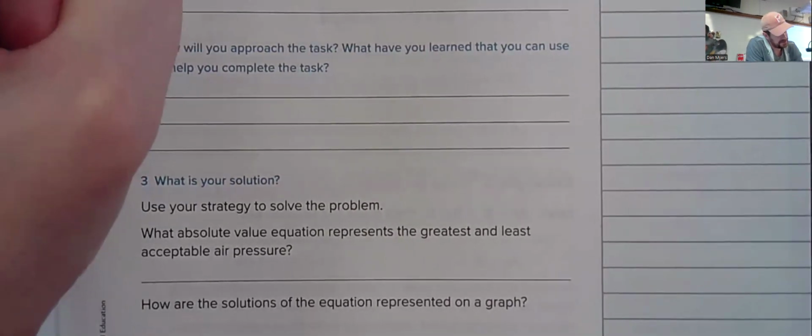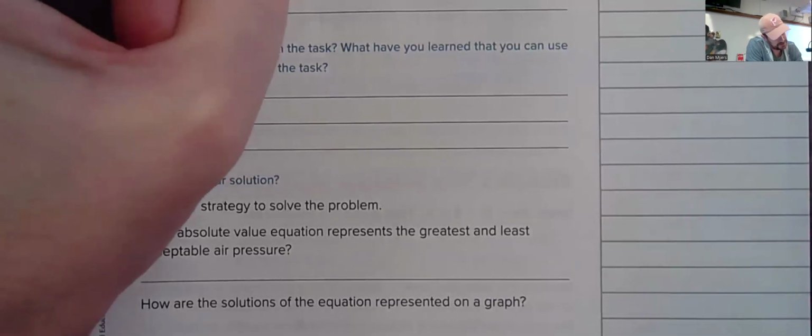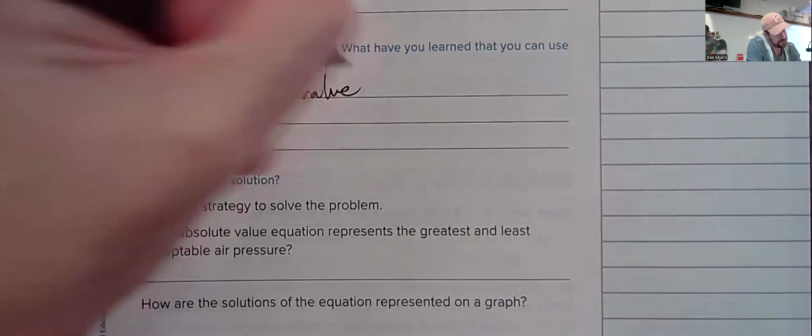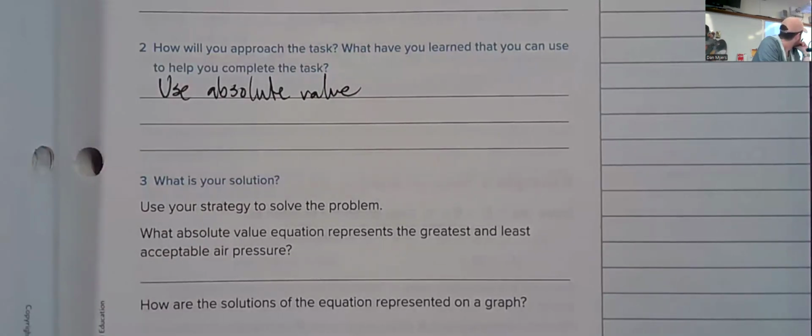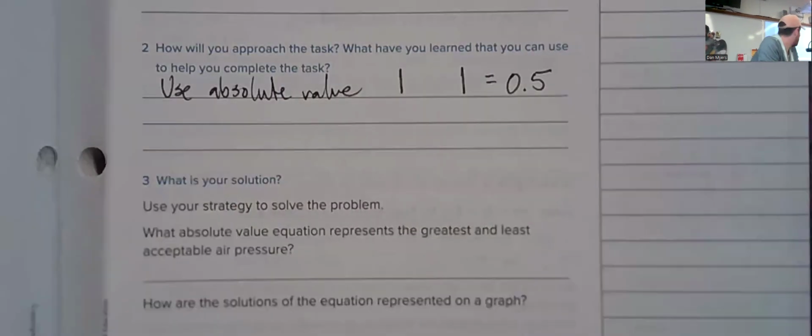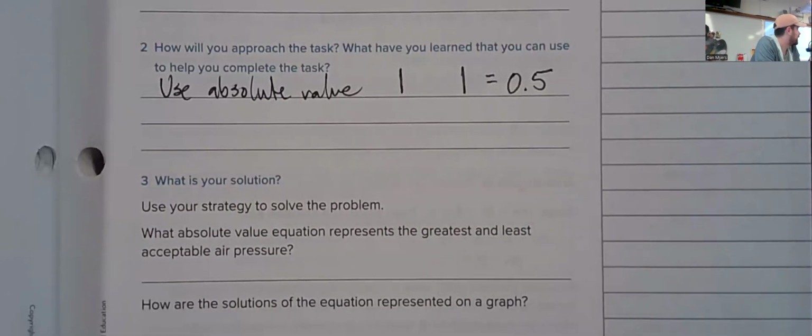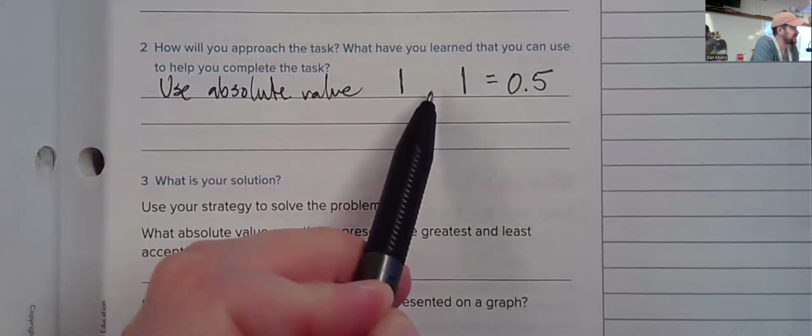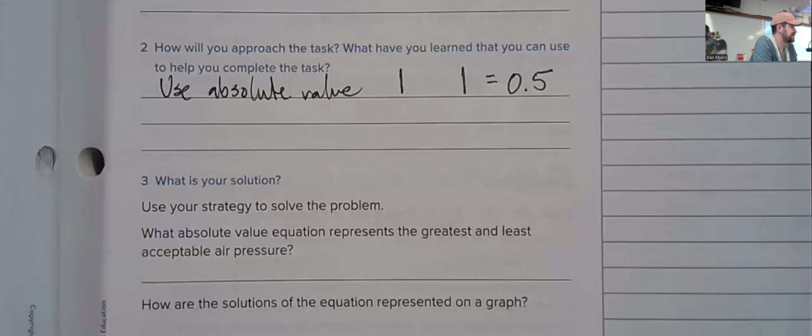So how are we going to approach it? Well, let's see. Use absolute value. The absolute value of something does have to equal 0.5. Now that absolute value needs to relate in some way to 13. But there's got to be something else involved with it, like a variable. I mean, we know the answers, right? The two answers are 12.5 and 13.5. Those are the maximum and minimum pressures. That's for sure. The math is easier than coming up with the equation.